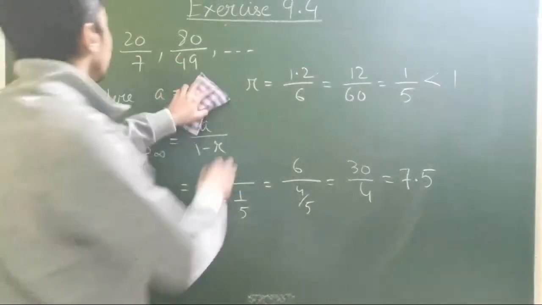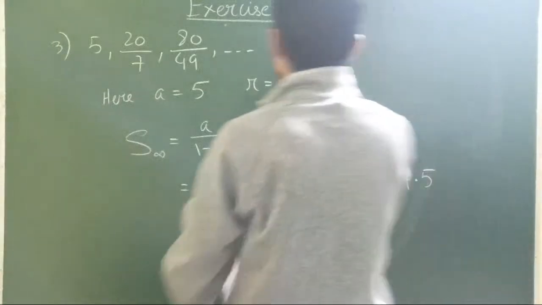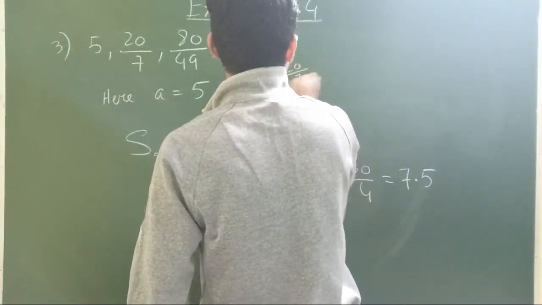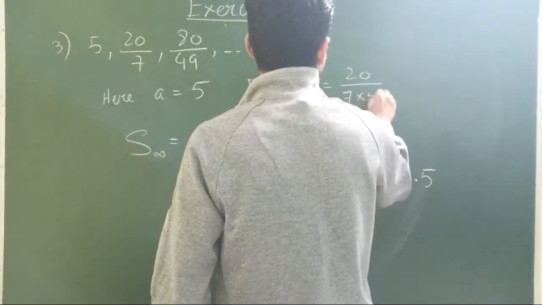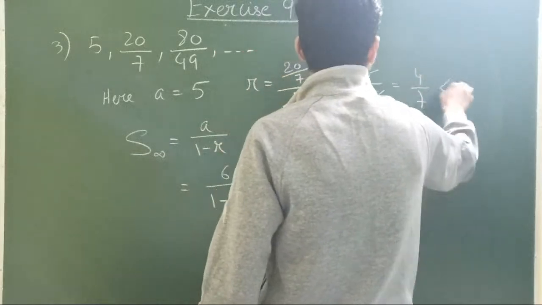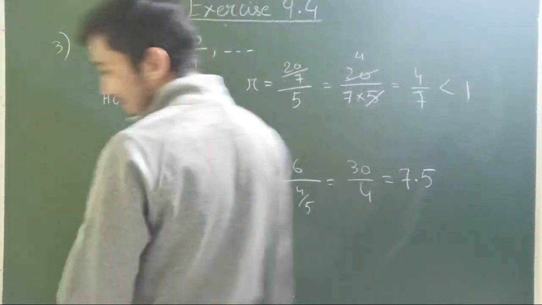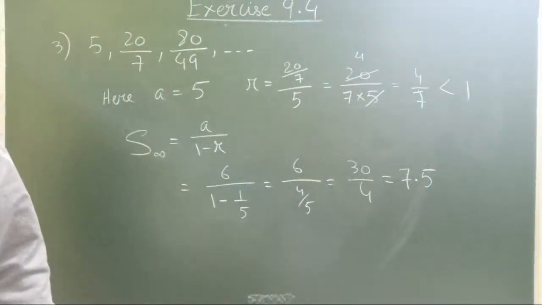So here the first term is 5. Common ratio, let's find out. Common ratio is 20 upon 7 divided by 5. So that's like 20 by 7 into 5. 5 ones are 5, 5 fours are 20. So 4 by 7. Yeah, this is also less than 1.